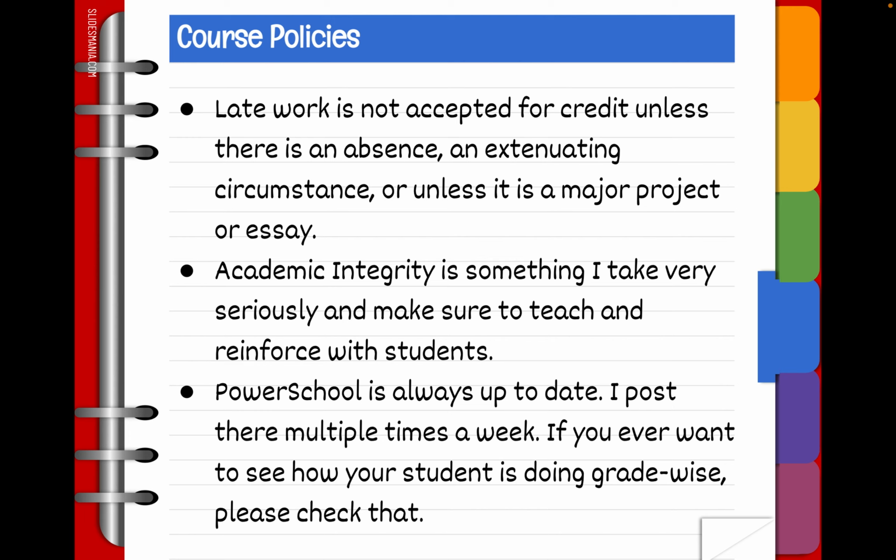When it comes to grading, I always keep PowerSchool up to date. I post there multiple times a week. So if you ever would like to see how your student is doing when it comes to their grades, you can, of course, please check that. If you do see something concerning, I would ask that you first talk to your student and then shoot me an email, because sometimes the student might be able to offer you a better explanation than I might in that moment.